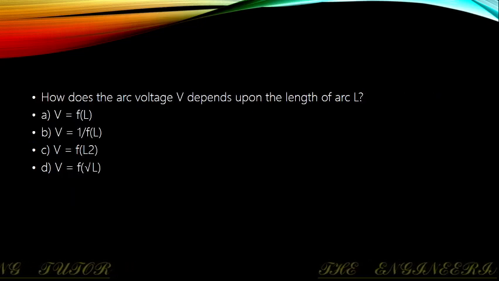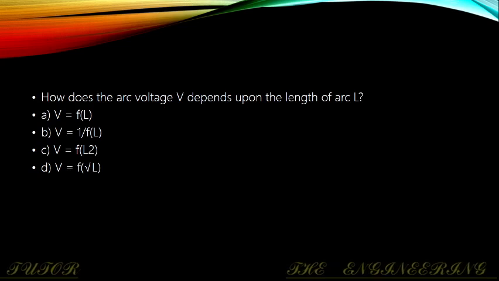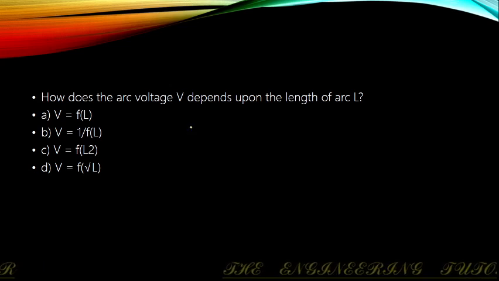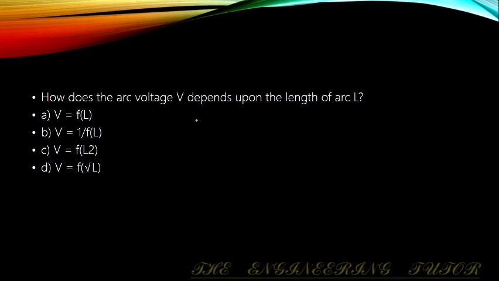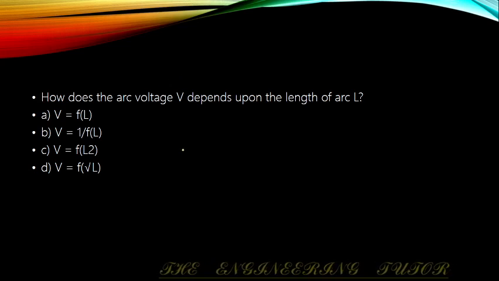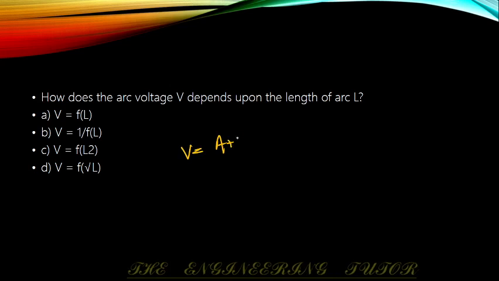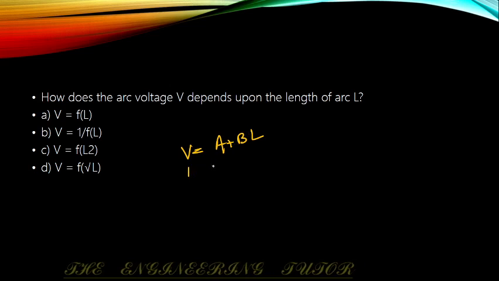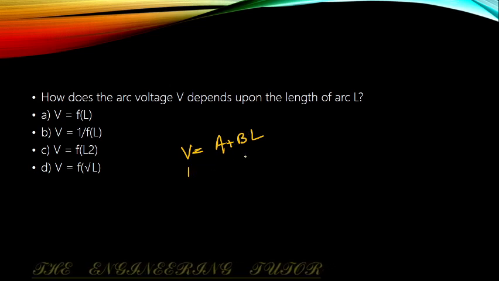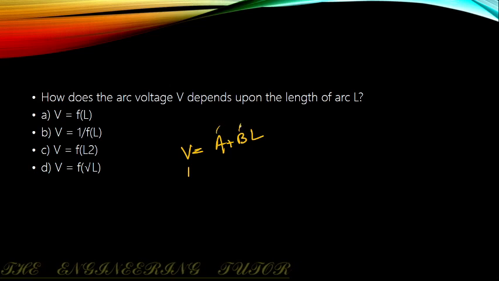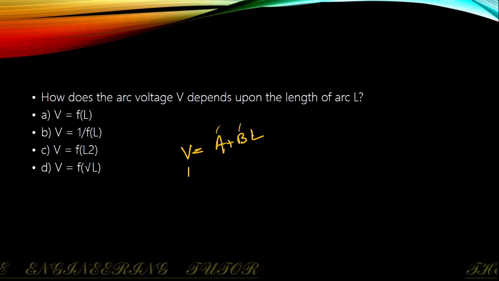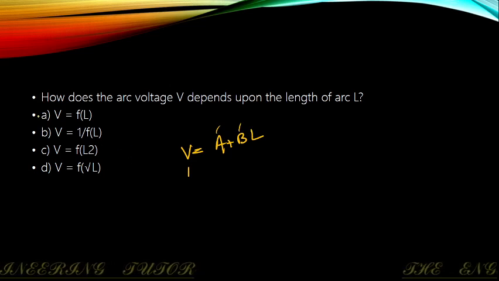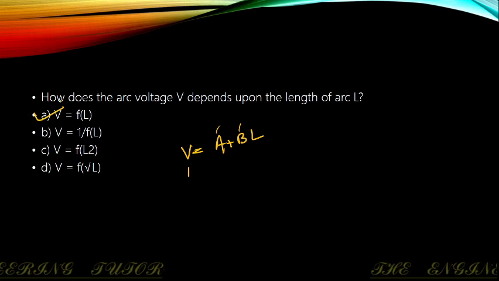How does the arc voltage depend upon the length of arc L? Arc voltage is a function of arc length. We can represent it as V equals A plus BL, where V is the arc voltage and L is the arc length in centimeter, and A and B are constants. So V is a function of L. There is no inverse, no square, no root. V is a direct function of arc length.